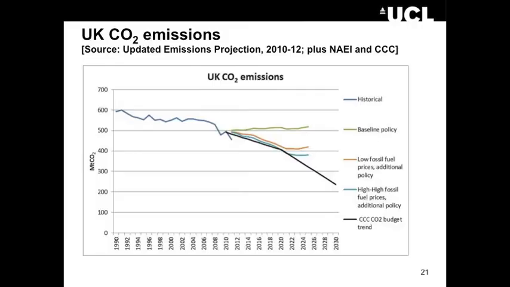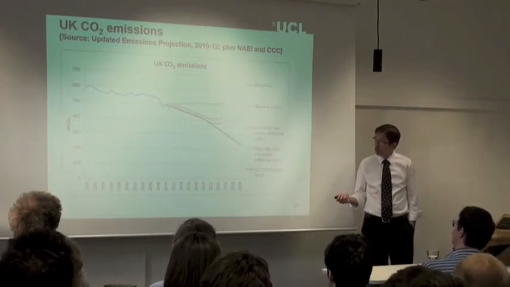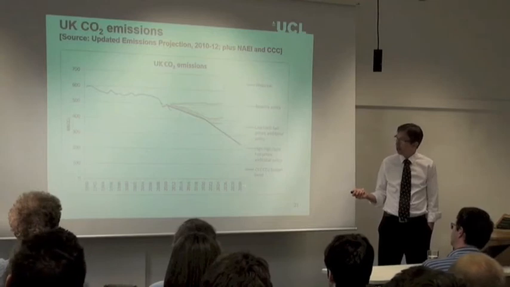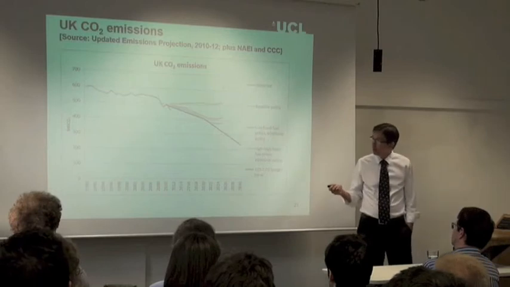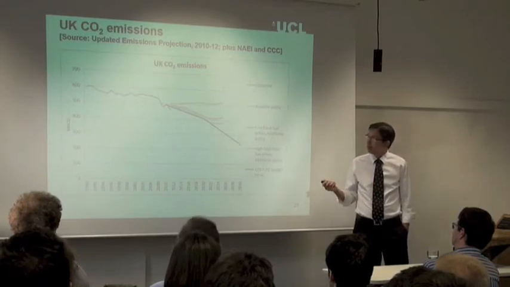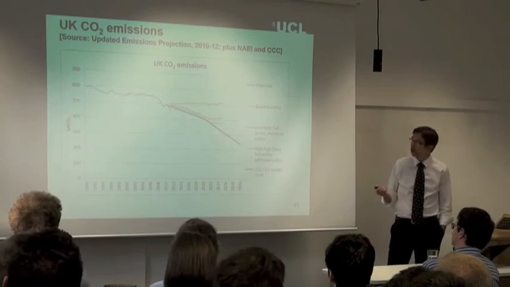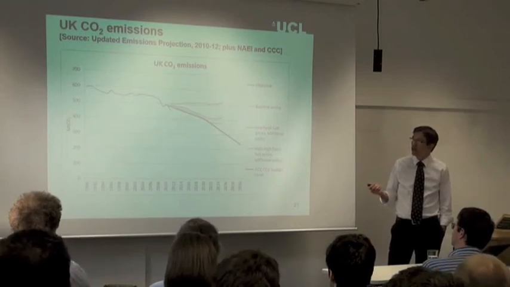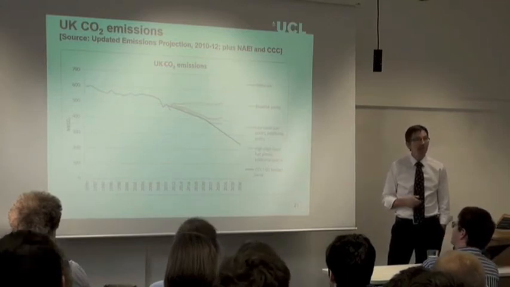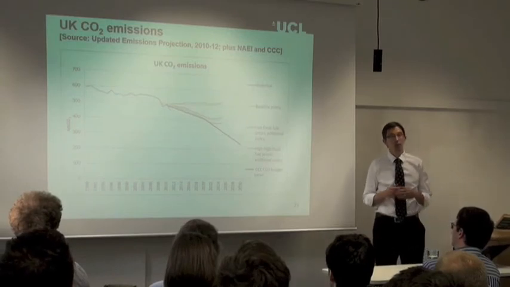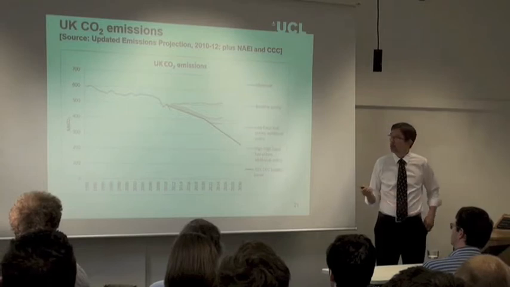So let's look at how we've been doing, and this is UK CO2 emissions from 1990 through to 2030, historic and projected. In 1990 we were ticking along about 600 million tonnes of CO2, this is CO2 only, of course. And we've been doing pretty well over the last 15 years or so. Now, caveat: is that anything to do with environment policy, or does restructuring of our economy, dismantling of the coal industry, play a large role?